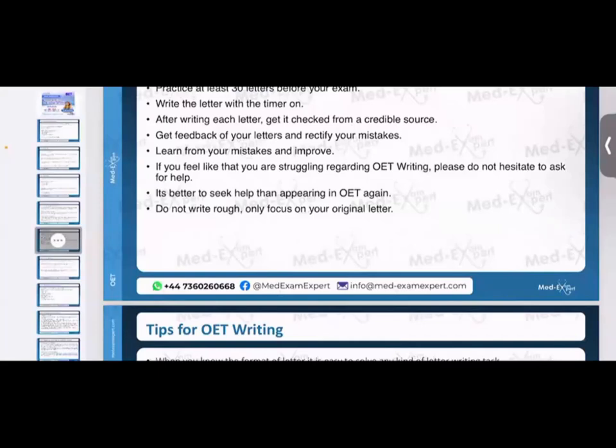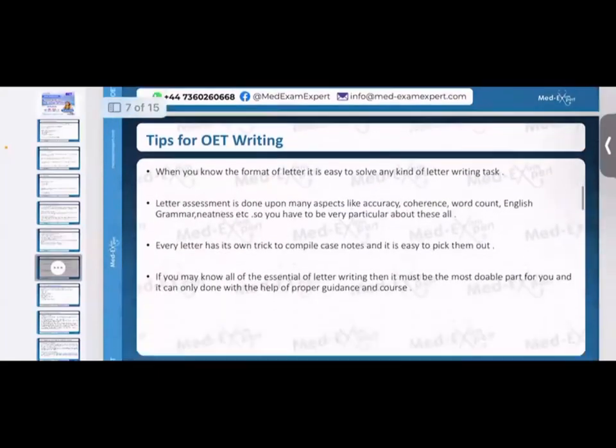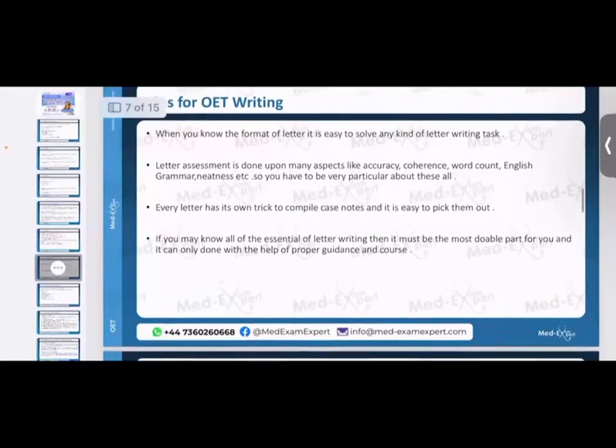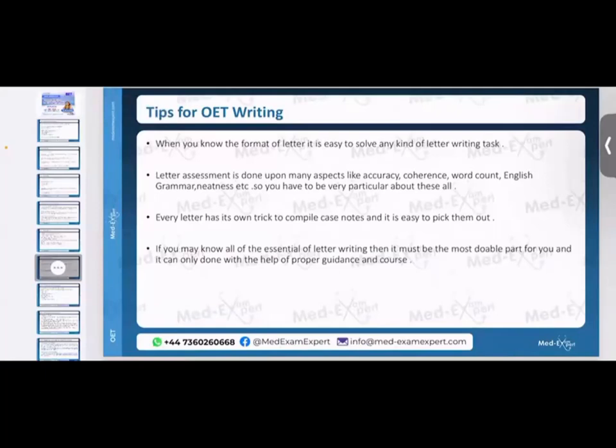Do not write rough, only focus on your original letter. When you know the format of the letter, it is easy to solve any kind of letter writing task. In OET letter writing, only the format of the letter differentiates all the 4 kinds of letter. Once you understand all the 4 kinds, then you are in good hands, and you can easily write any kind of letter just by categorizing it on the exam day: oh, it is a simple referral letter, so I need to write this paragraph at the top and this at the end. Then for any letter writing task, you can easily decide.